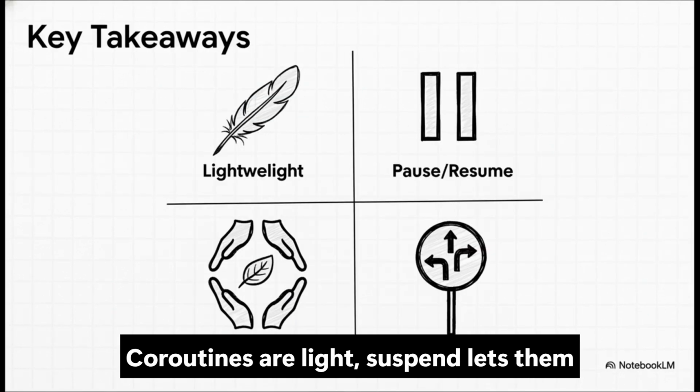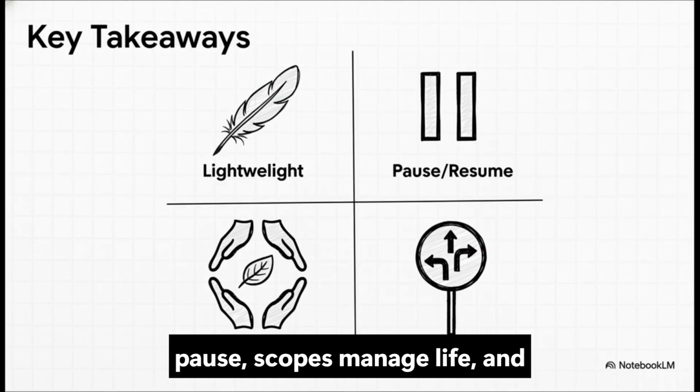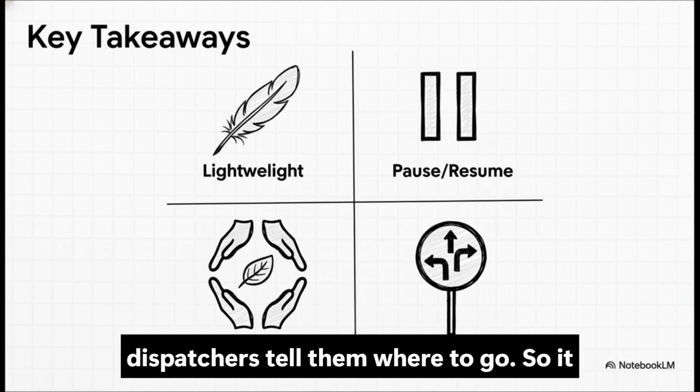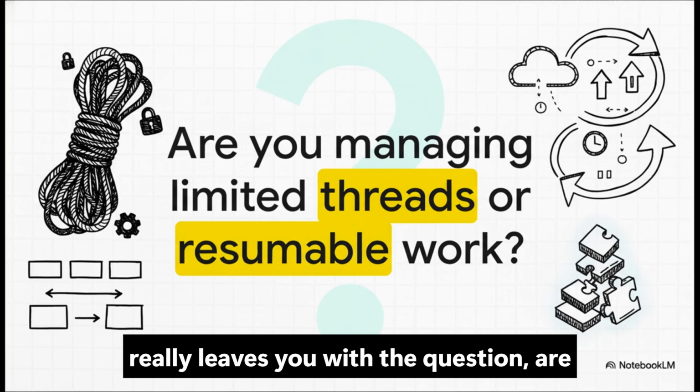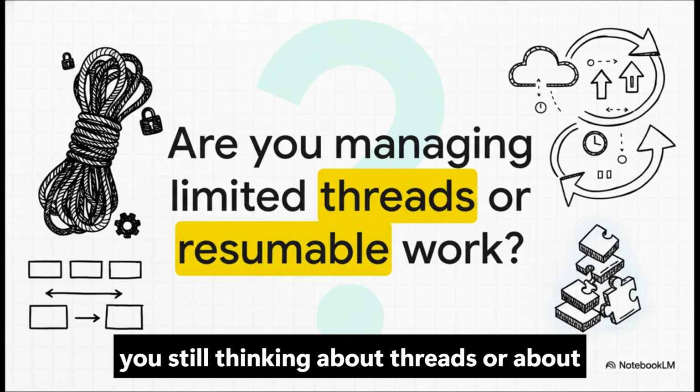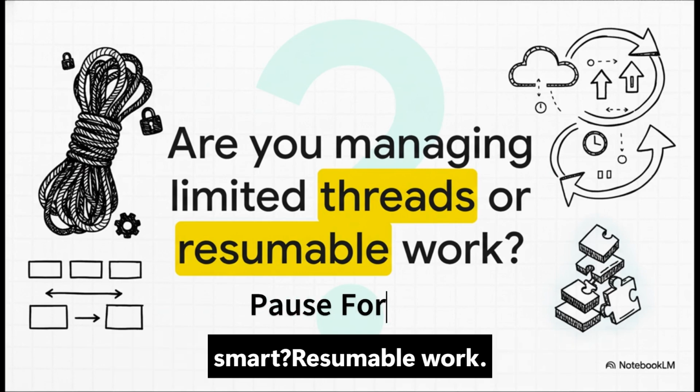So let's recap the big points. Coroutines are light, suspend lets them pause, scopes manage life, and dispatchers tell them where to go. So, it really leaves you with a question. Are you still thinking about threads or about smart, resumable work?